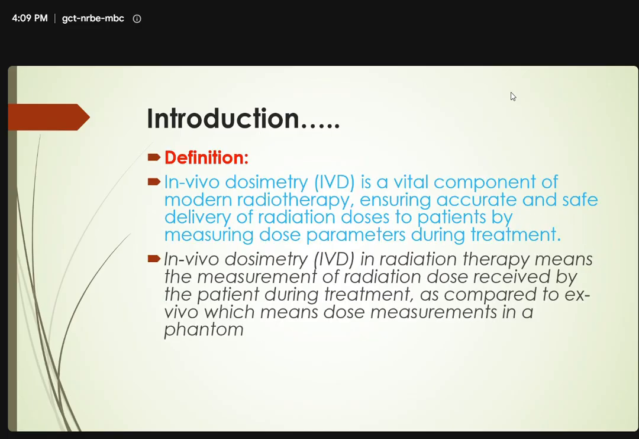So, by definition, we can say that in vivo dosimetry is a vital component of modern radiotherapy, ensuring accurate and safe delivery of radiation doses to patients by measuring dose parameters during the treatment. So, we can say that in vivo dosimetry in radiation therapy means the measurement of radiation doses received by the patient during treatment, as compared to ex vivo, which means dose measurement in a phantom.